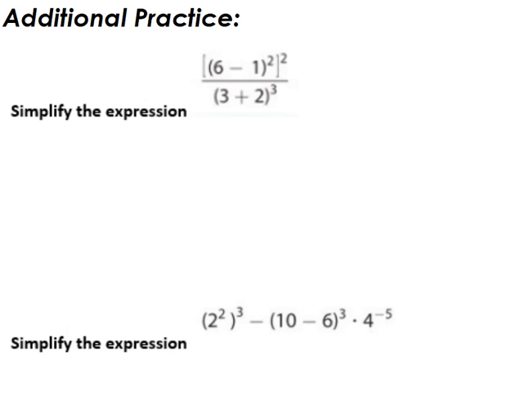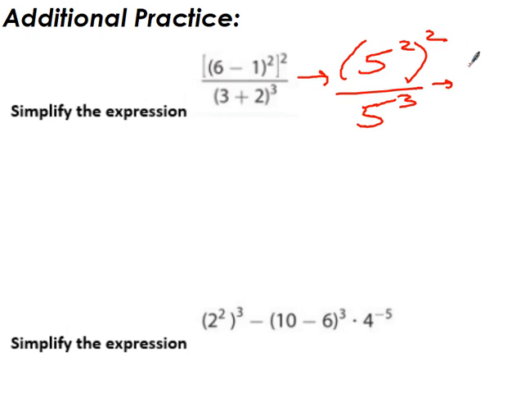Okay. So this first one, parentheses first. So this is going to give me 6 minus 1 and 3 plus 2 are both 5. So that's 5 squared, all raised to the second power, all over 5 to the third power. Now I got to do 2 times 2 because this is product of powers. I'm sorry, this is the power of a power. Apologies.